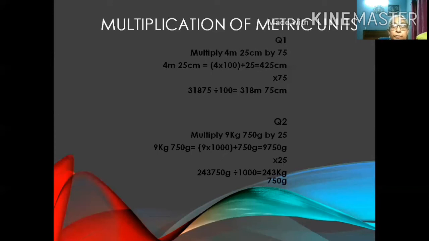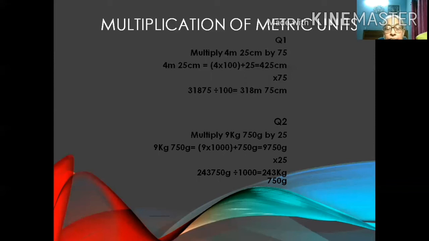Then question number 2 is multiply 9 kilogram 750 gram by 25. Then change this kilogram and gram into gram. 9 kilogram 750 gram, 9 into 1000, because 1 kilogram is equal to 1000 gram. So 9 into 1000 plus 750, that is 9750 gram, and that will be multiplied by 25.